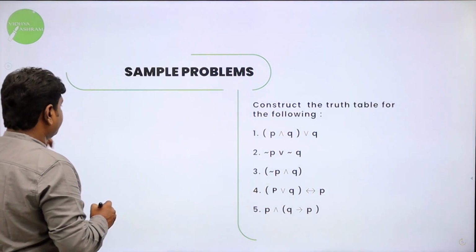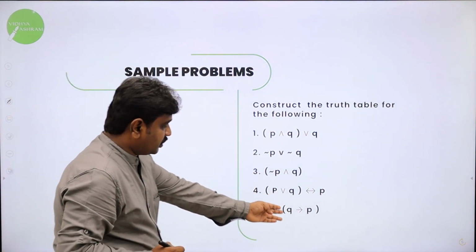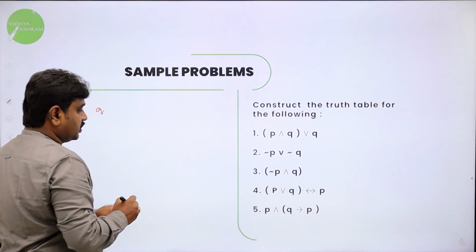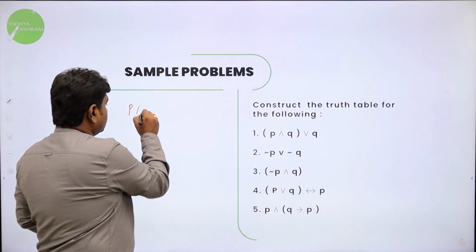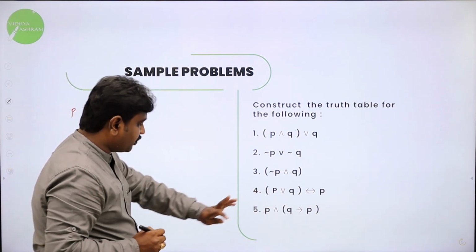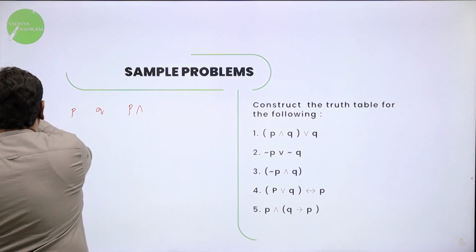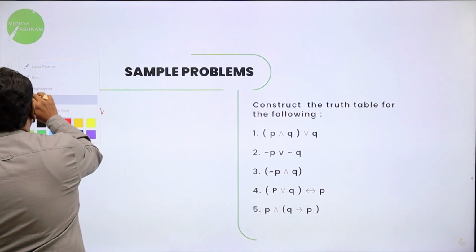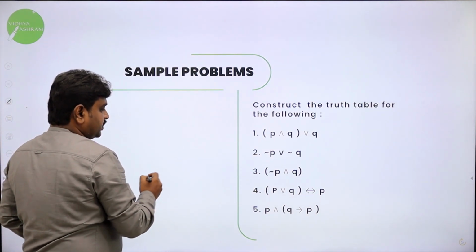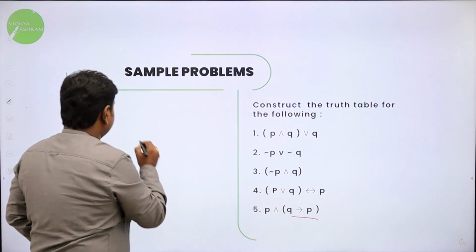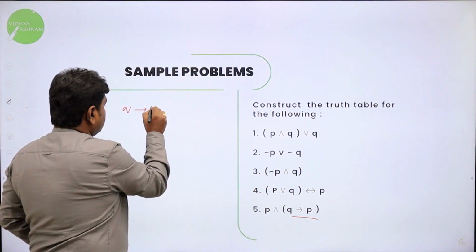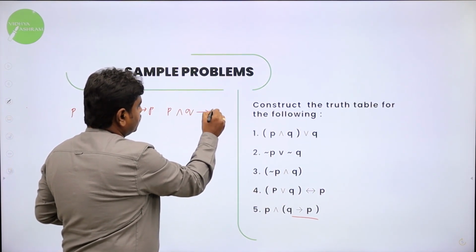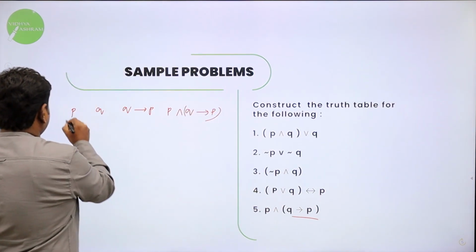So for the fifth one, P and Q implies P. First we'll take P, then we'll take Q, then P and Q. We need Q implies P also. So we'll take the component that is Q implies P, then P and Q implies P. So now for this we'll construct the truth table.